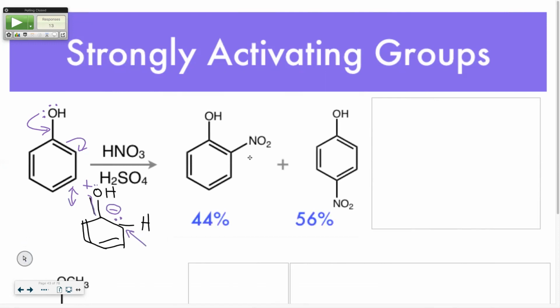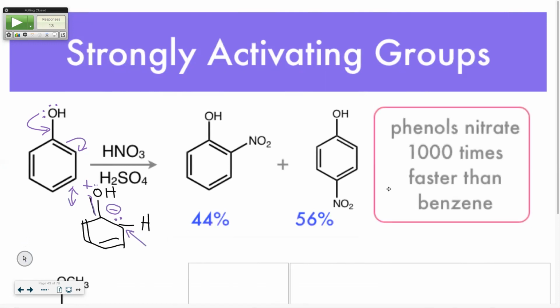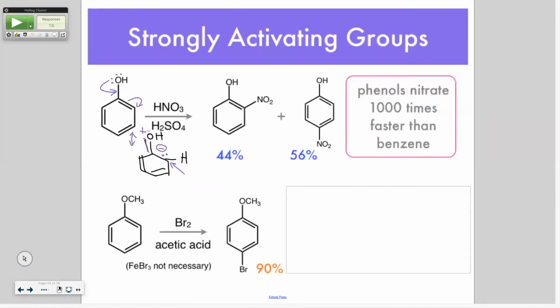Notice that they add up to 100%. We didn't even get any meta. The other ones we got a little bit, but here we didn't even get any. Okay. Phenols nitrate 1,000 times faster than benzene. Toluene was how much faster? Did you write that down? 20 to 25. You don't have to know that number, but I want you to see the difference because this is a resonance effect. Okay, what do I got down here? All right, we got it on there.